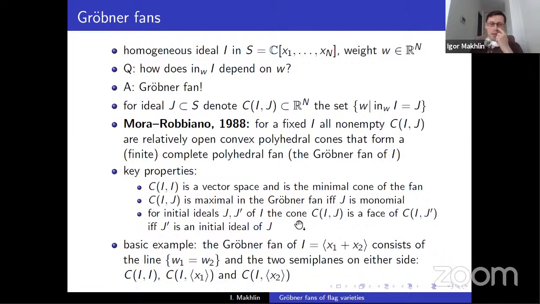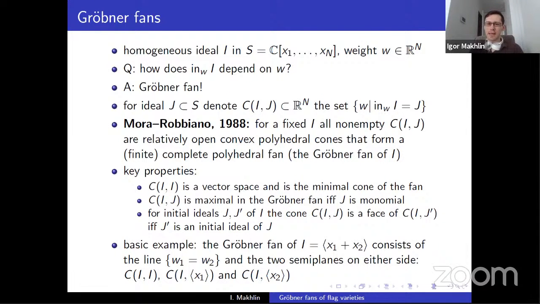And so this idea about the cone being larger the more degenerate the ideal is, is made precise by this statement here. So consider two initial ideals of I, J and J prime. Since the cones fit together to form a fan, a natural question is, when is one cone a face of the other cone?